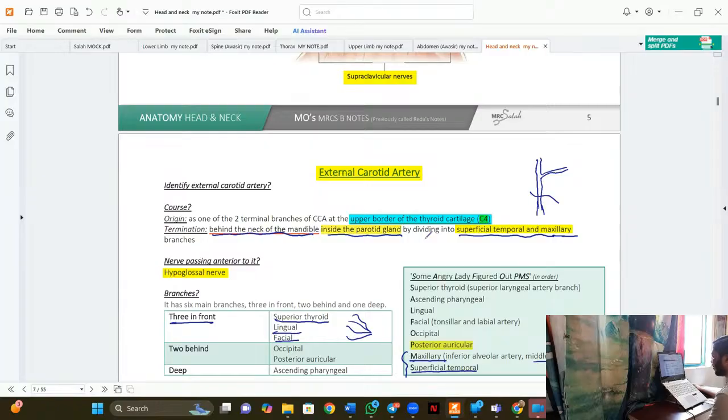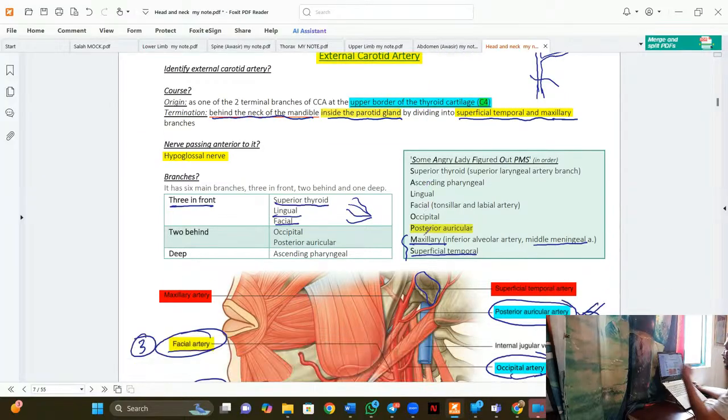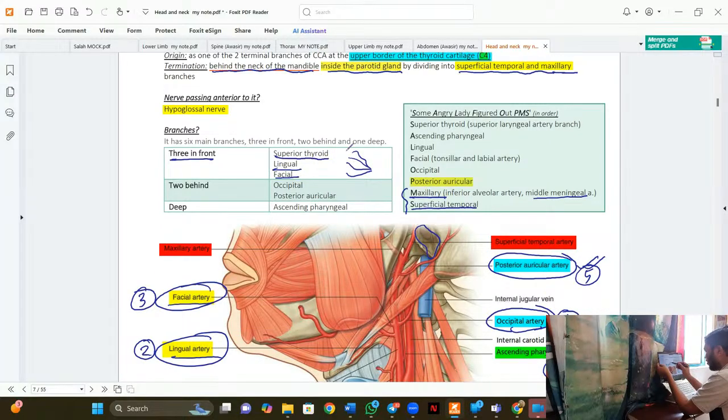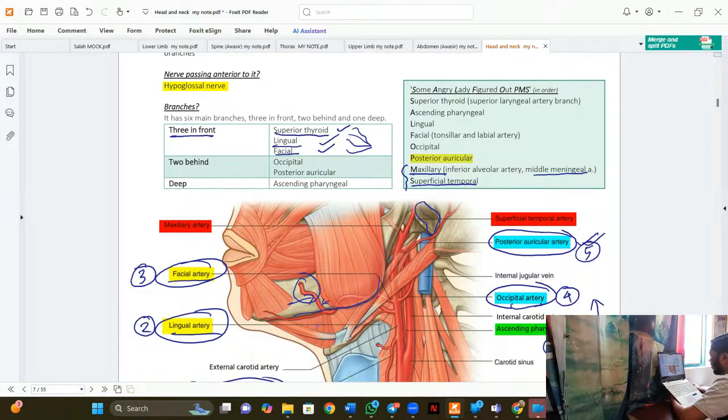External carotid artery branches. What are the branches? External carotid artery, three in the front: superior thyroid, lingual, and facial. This one will be facial, right? Because anterior to masseter and at the inferior border of the mandible, we can palpate the facial artery. This is the facial, coming from the external carotid anterior, I mean front branch. So in front we have superior thyroid.